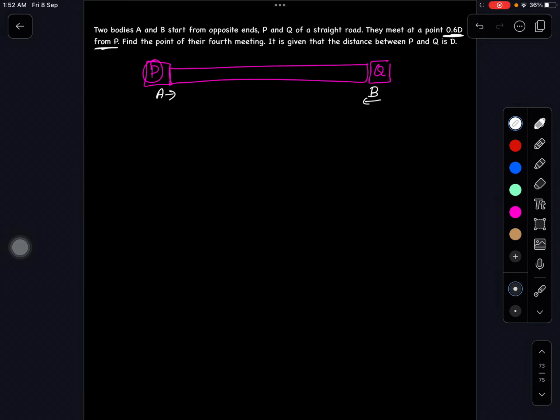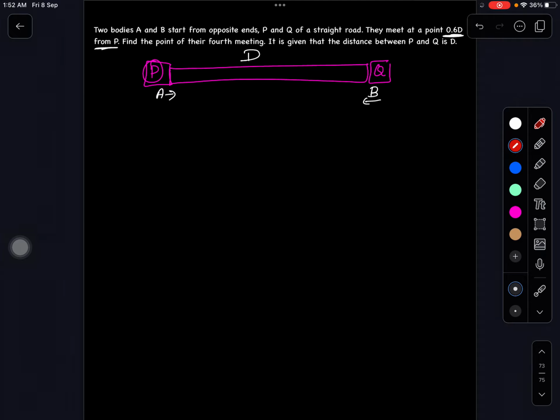Find the point of their fourth meeting. It is given that the distance between P and Q is d. So the entire track length is d and they are meeting at 0.6d. So let's see what is happening. This can be solved in a couple of methods. First we'll do a manual method to visually see what is happening, and then we'll pick up a methodological approach towards it.